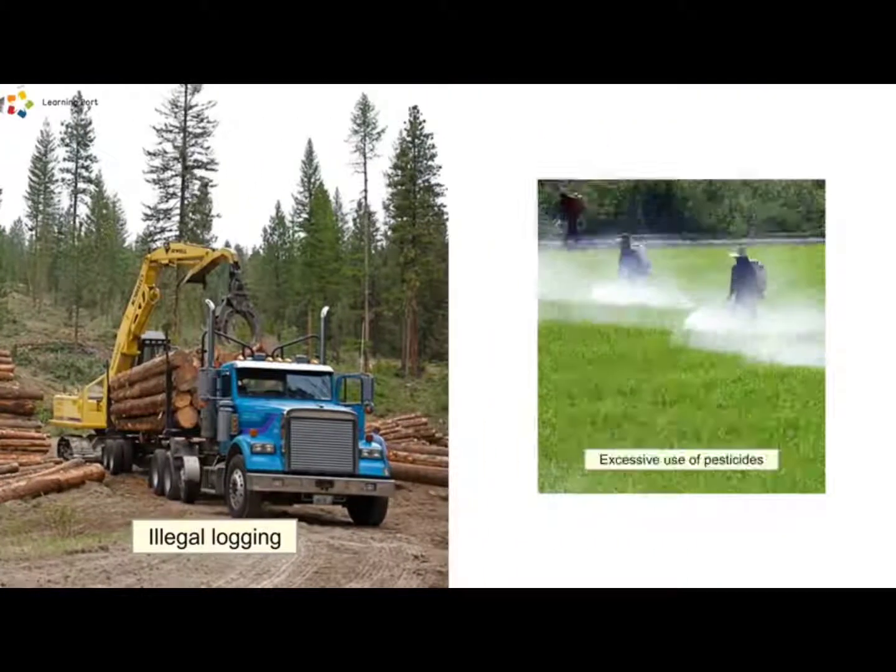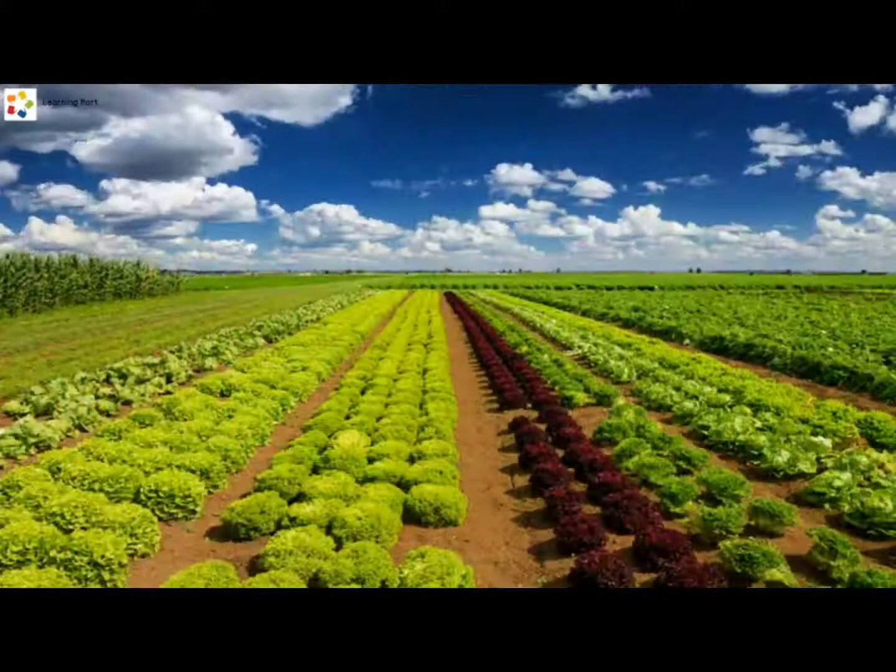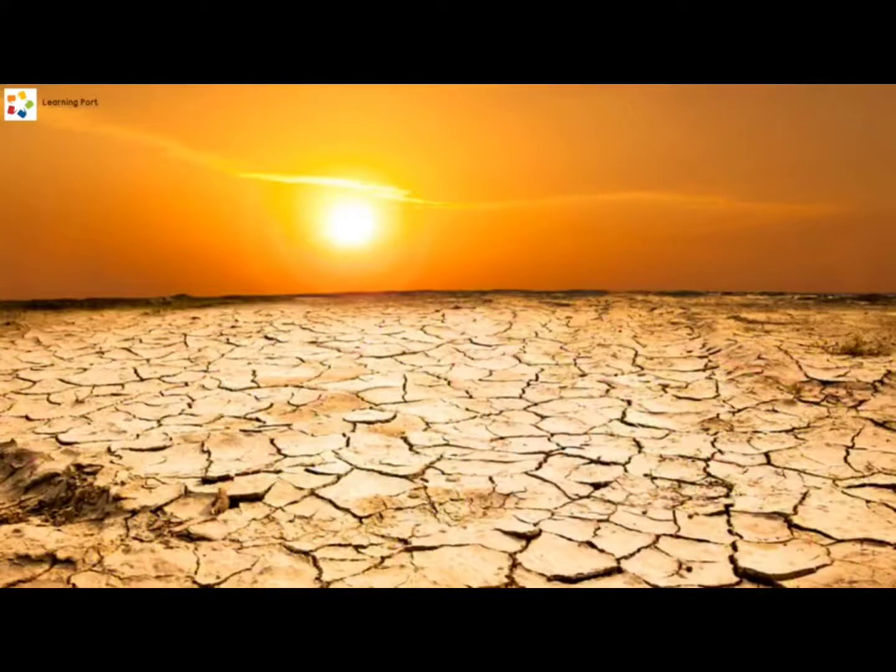Many human activities, such as illegal logging and the excessive use of pesticides, interfere with the carbon and oxygen cycles. The consequences of this interference include global warming and the greenhouse effect, which may eventually cause fertile lands to become dry.